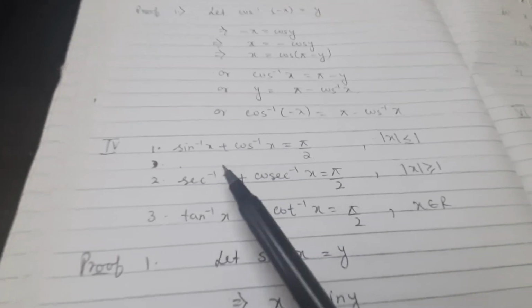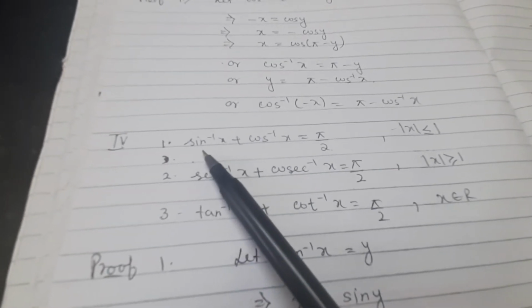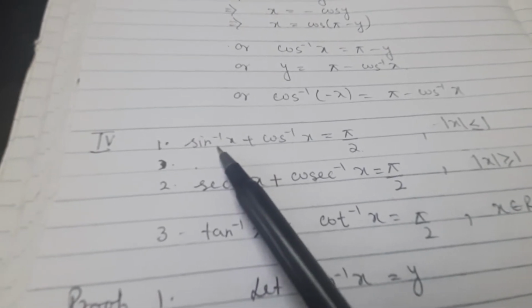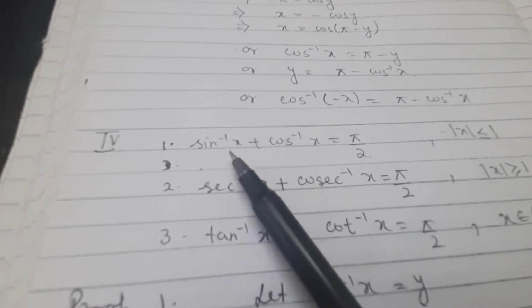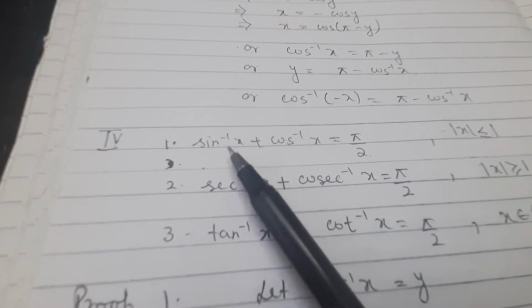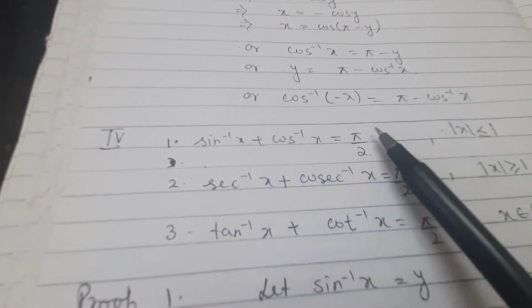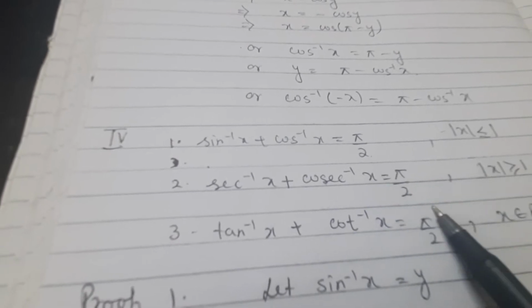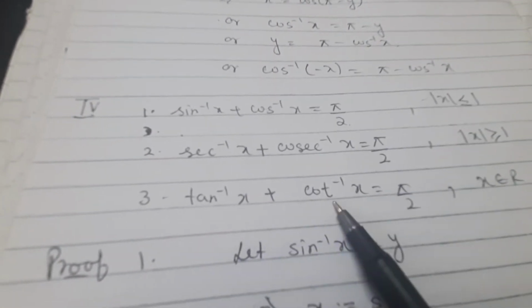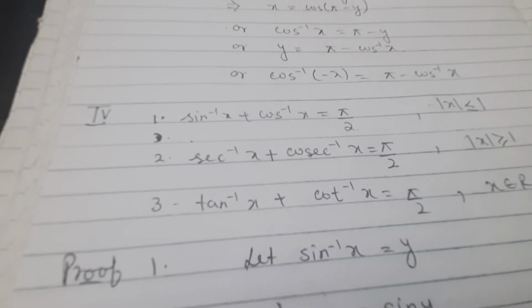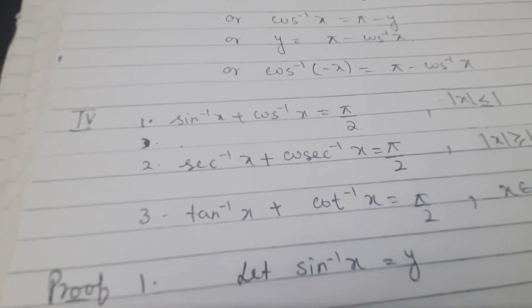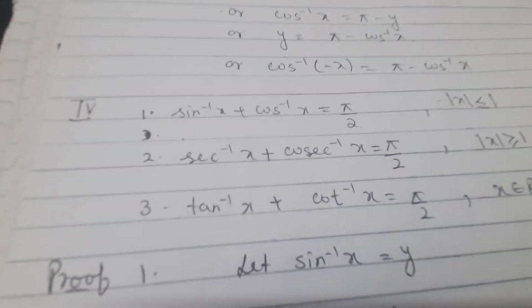Now I am going to discuss the next set of properties, the fourth set of properties. This is the easiest property which I always like. Sin inverse x plus cos inverse x is pi by 2. Sec inverse x plus cosec inverse x is pi by 2. Tan inverse x plus cot inverse x is pi by 2. Here we will use the complementary angles which you have learnt in grade 10. Remember, sine of 90 minus theta is cos theta. So we'll be using that here.